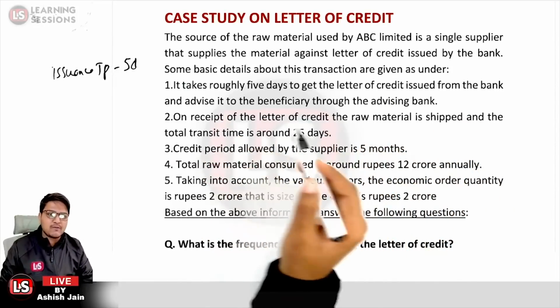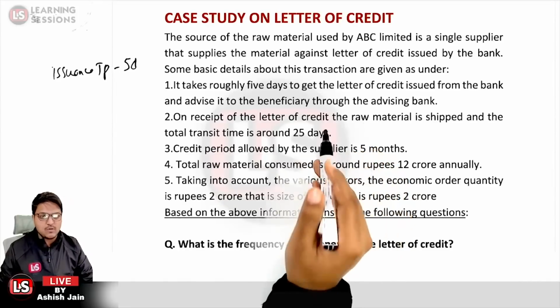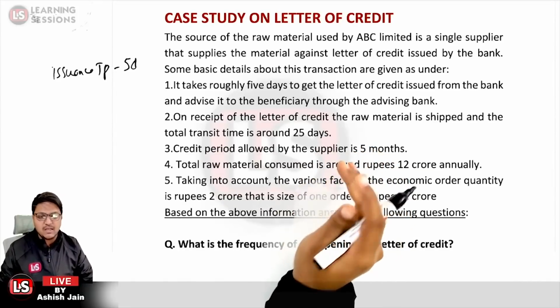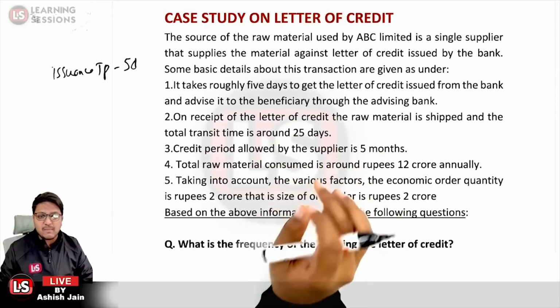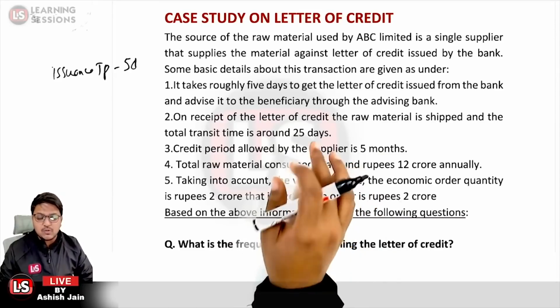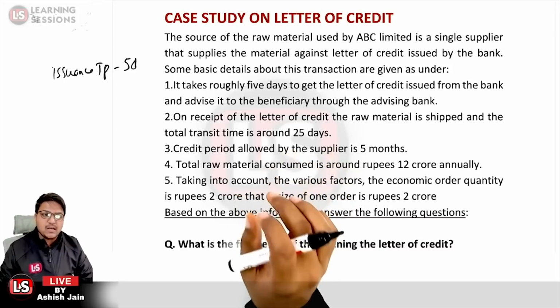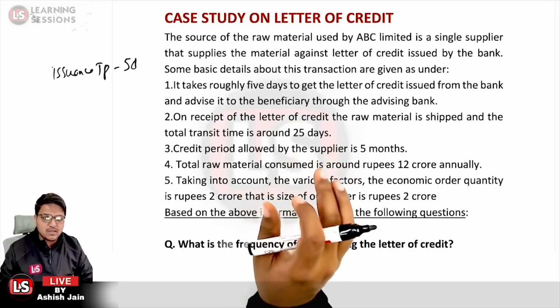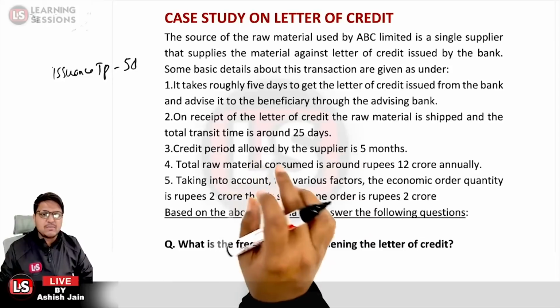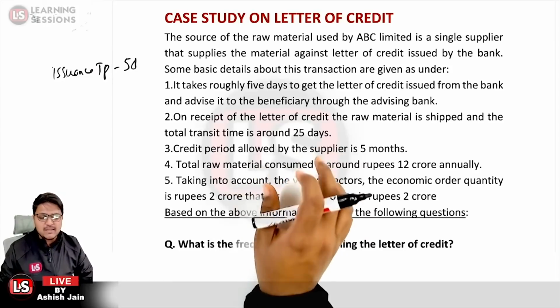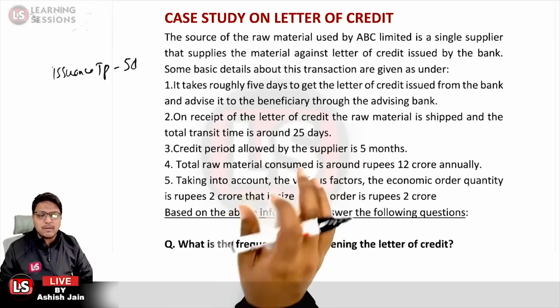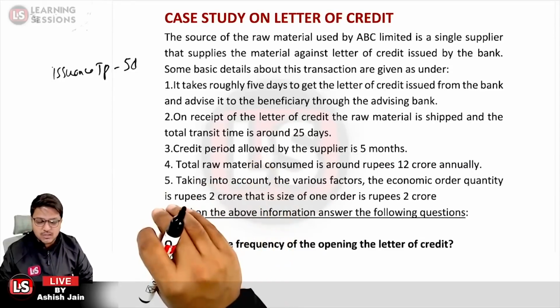On receipt of the letter of credit, the raw material is shipped. When the letter of credit is advised to the beneficiary, the beneficiary checks that all terms and conditions are as per the main contract, and in that case he will ship the goods. The transit time is given to be 25 days. Now the transit time is not related to the shipping time period of when the goods will reach the customer.